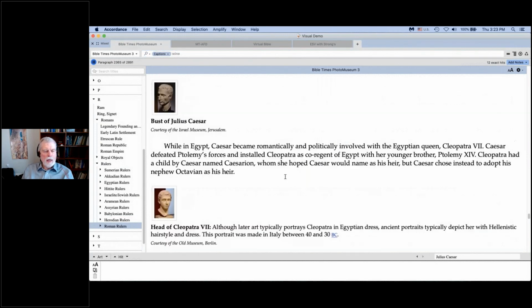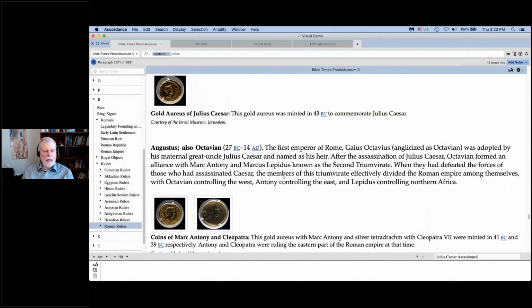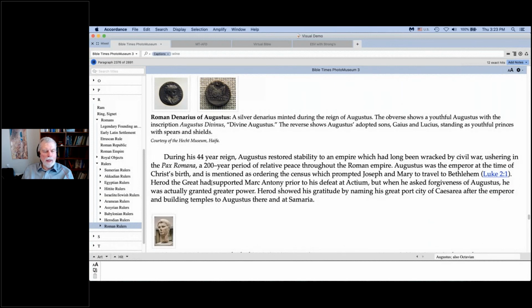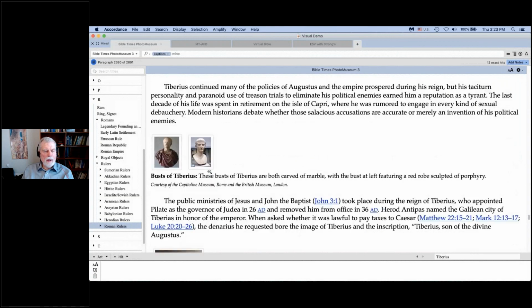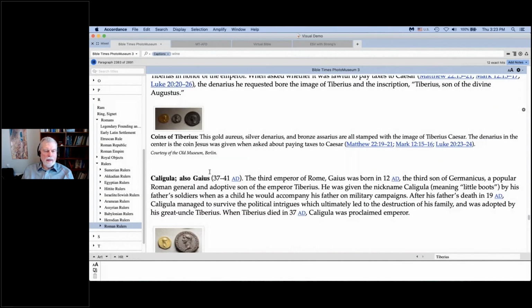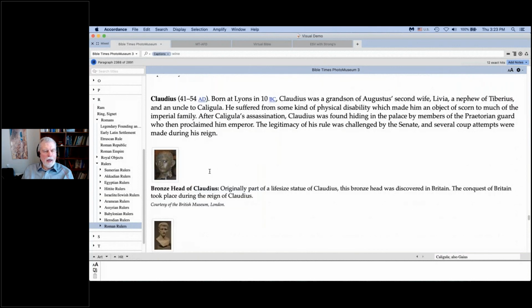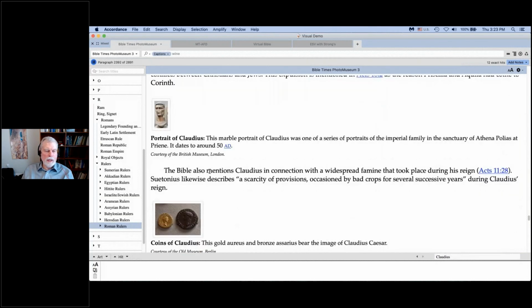Julius Caesar, there's an article on him. A lot of stuff on Octavian or Augustus Caesar, a lot of articles on him. You even have coins. There's then Tiberius, and then you have Caligula. You don't have much on him. He was a pretty bad emperor, as I recall. And then Claudius, some statues of Claudius and coins.